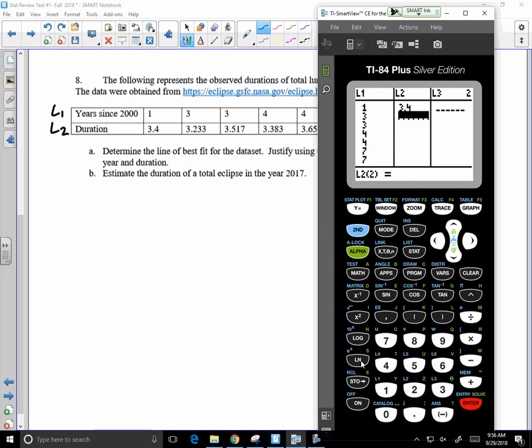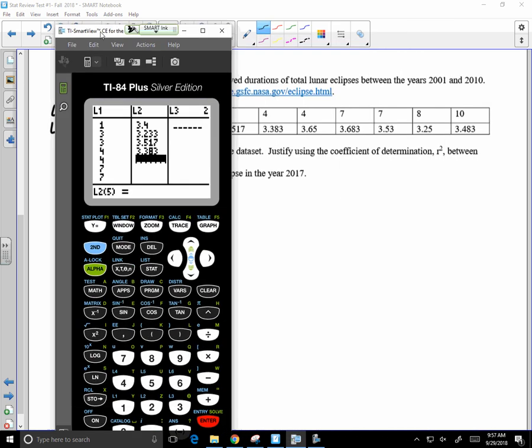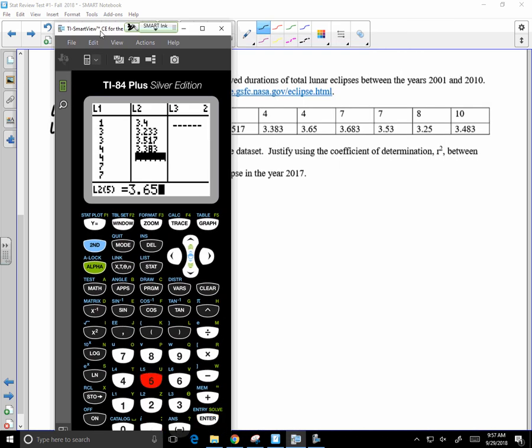Treatment 4. Three 3.383. Double check the data. Always double check the data.